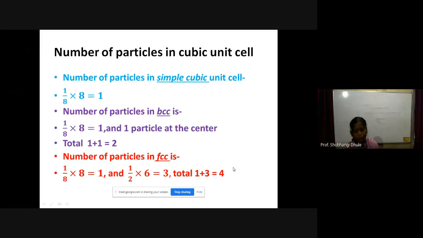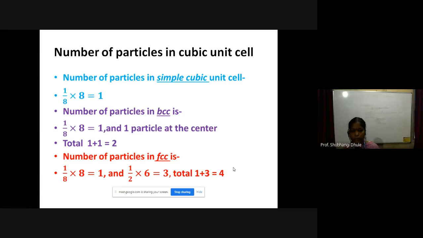So this is very important: the primitive cubic unit cell contains one particle. The body centered cubic unit cell contains two particles, and the face centered cubic FCC unit cell contains a total of 4 particles in this type of crystal system.